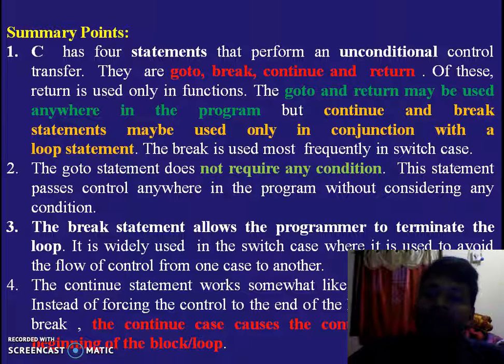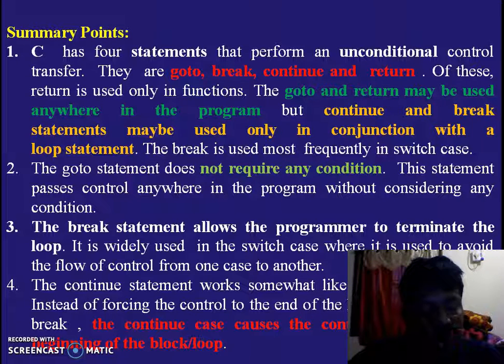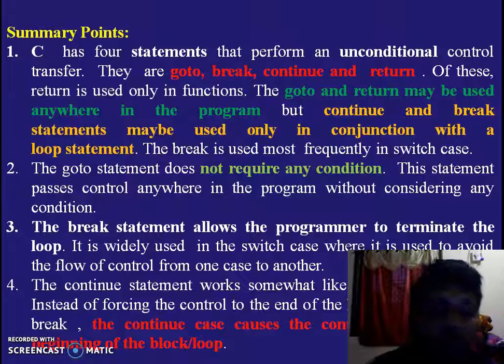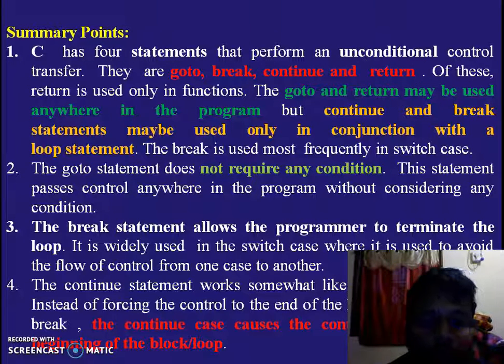So here return is also used as what we call a jumping statement. Why? Because when a function is called with a return value, the value has to be returned to the main program. So it will jump the control from the main program to the subprogram and from the subprogram back to the main program. In functions we can use a return statement, whereas goto and return may be used anywhere in the program, but continue and break statements may be used only in conjunction with looping statements. And the goto statement does not require any condition. The statement just passes control anywhere in the program without considering any condition.